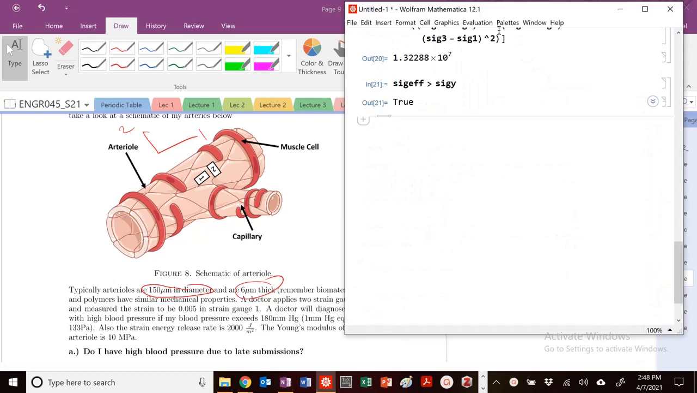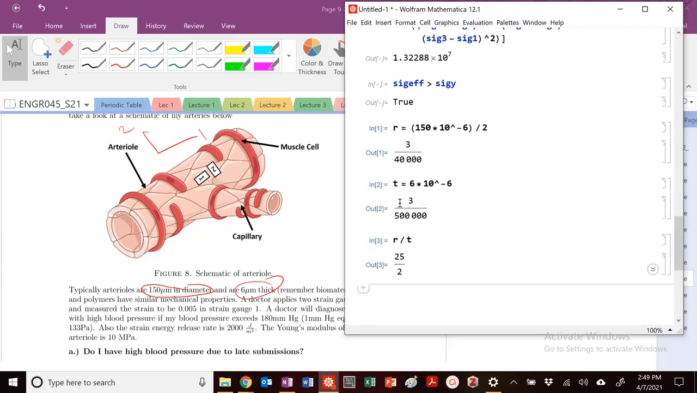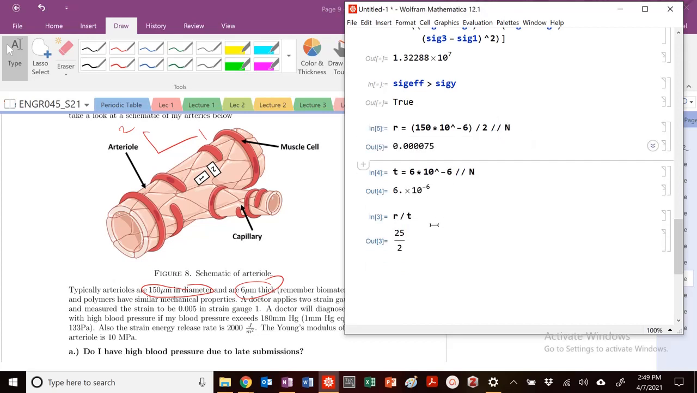So I'm going to go ahead and clear everything. I'm going to click my kernel, clear. My radius is going to be 150 times 10 to the minus 6 divided by 2. My thickness is going to be 6 times 10 to the minus 6. So my R over T is going to be this. Let's look at this numerically. And what do you know? It is. So we are thin-walled.